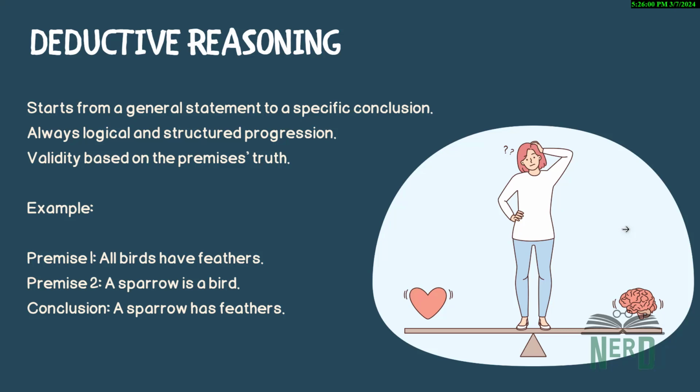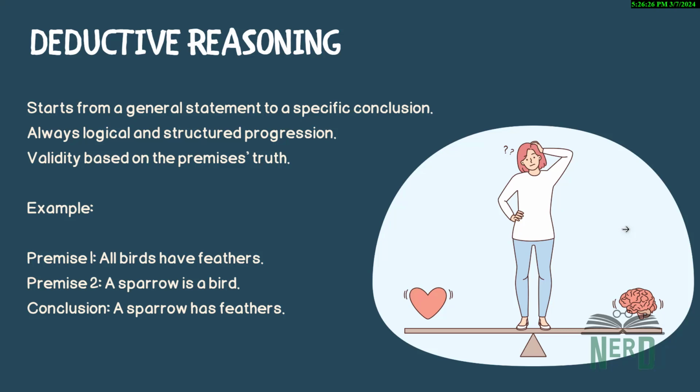Deductive reasoning is when you start with a general statement or rule and use it to figure out something specific. It's like having a big umbrella rule that covers a bunch of situations. You just have to understand one thing: it starts from a general statement and goes to a specific conclusion. You have to remember that line, and then your deductive reasoning is done, right?